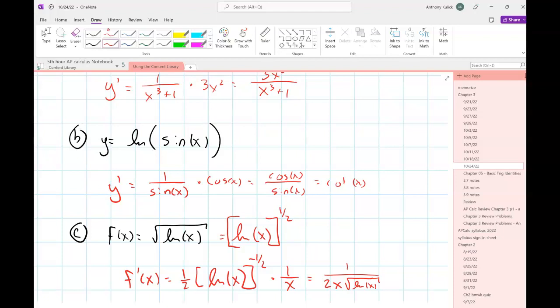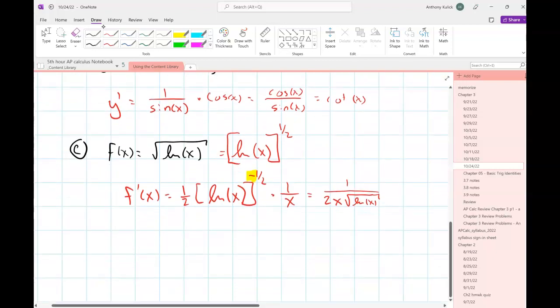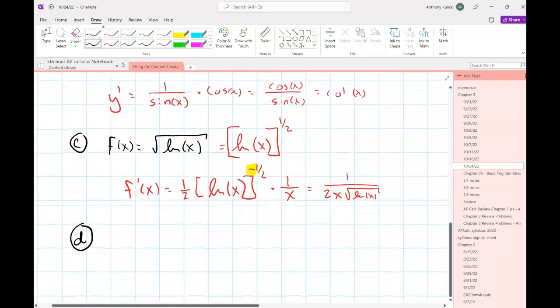Why is the ln x on the bottom? The exponent is negative. Right? Negative exponent makes a reciprocal. So that's 1 over the square root of ln x. And it's negative because you did the little put it down. Yes, the power rule. Yep, the little put it down thing. Okay.